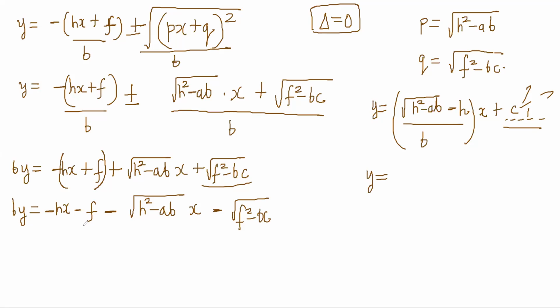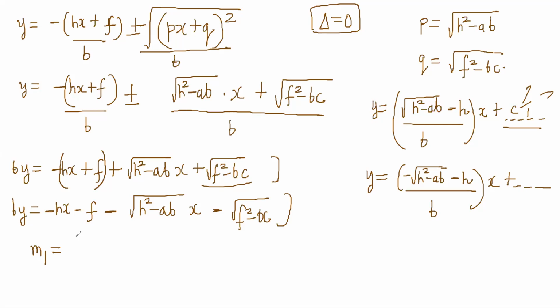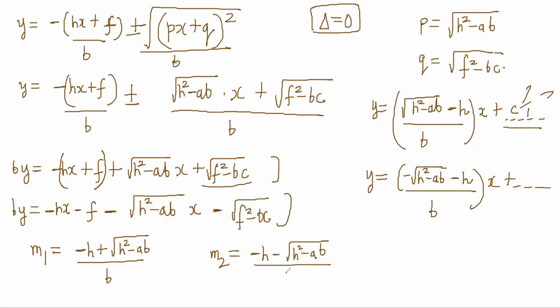And the other slope is minus h square minus ab, minus h by b into x plus something, right? So I'm getting two different line equations, and my slopes of the line equations are m1 is equal to minus h plus root over h square minus ab by b, and m2 is equal to minus h minus root over h square minus ab by b, right? These are my two slopes.